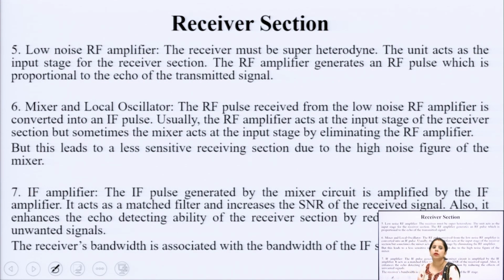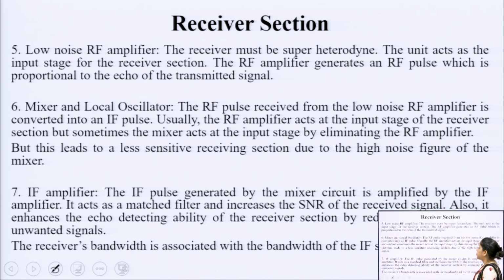So, low noise RF amplifier. What is the role of this? After getting the re-radiated or the reflected signal from the duplexer antenna, the signal is given to the low noise RF amplifier. You can see that I have not included the duplexer here in the RF section, but you can include it, because the duplexer consists of both the part of the transmitter as well as the receiver.